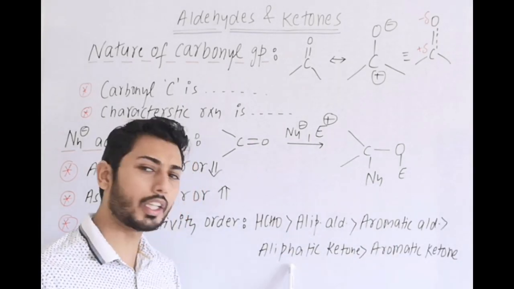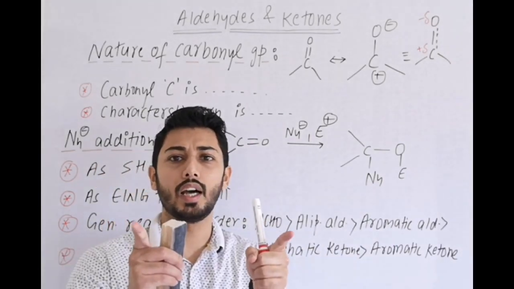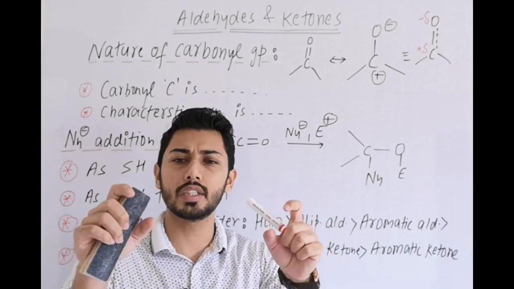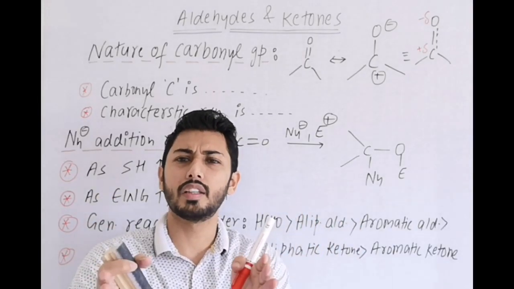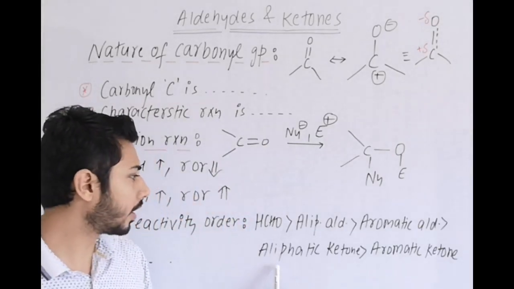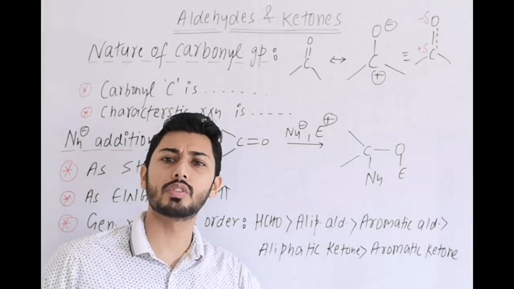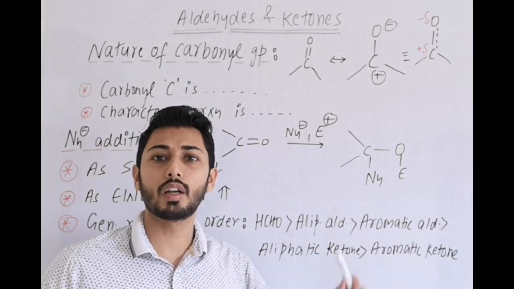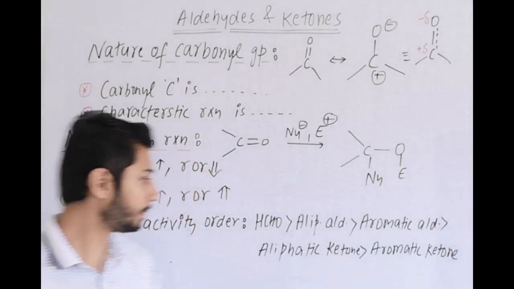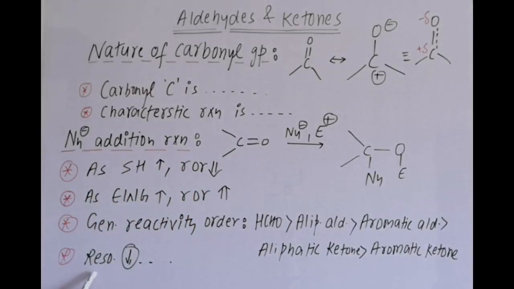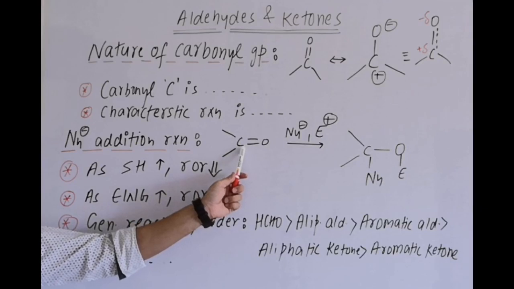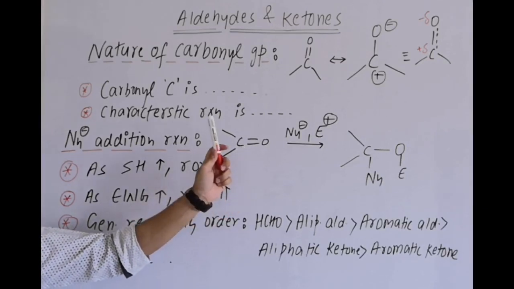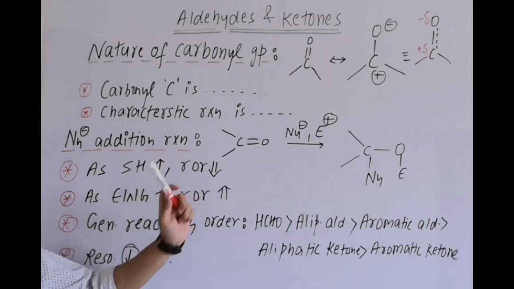After aromatic aldehyde, aliphatic ketones. In aliphatic ketones, with alkyl groups on both sides, steric hindrance increases and electron releasing effect increases. So combining both, we place aliphatic ketones here, then comes aromatic ketones, where both sides have even more steric hindrance. This is the general reactivity order of carbonyl compounds towards nucleophilic addition. Then another point, as resonance increases, reactivity decreases. Why? I already explained that due to resonance, the carbon which is electron deficient, its electron deficiency does not increase, it will decrease.